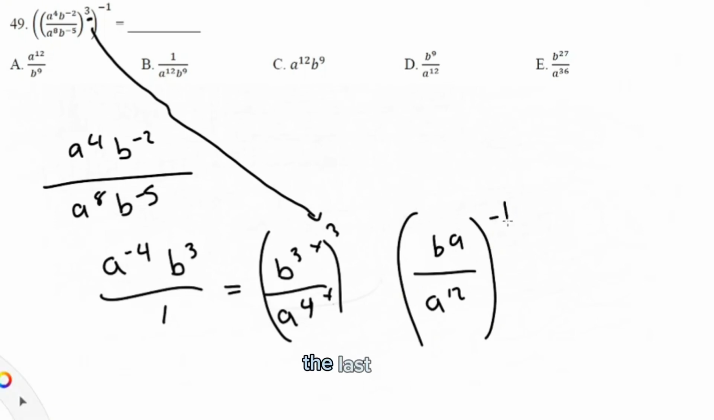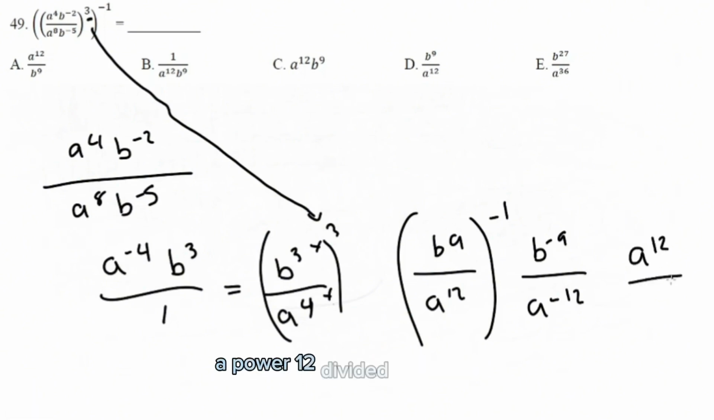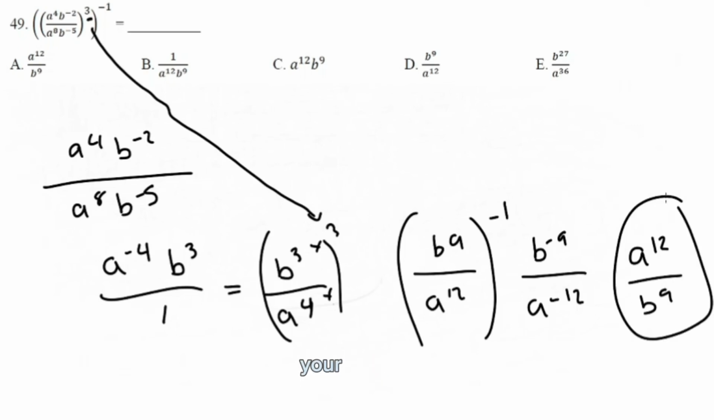In the last one, I stated that when you have a negative exponent, you can just flip it to the other side of the fraction to get rid of the negative. So when you put it to the power of negative 1, this becomes b negative 9 over a negative 12, but you can just do the reciprocal of this to get rid of the negative numbers, which makes it a power 12 divided by b power 9, and that's your answer.